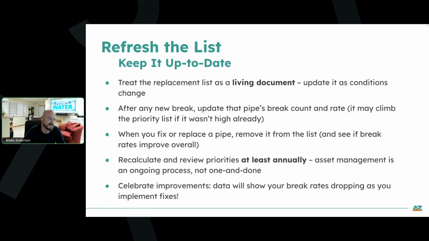And so then if you replace a section of pipe, great, then you just cross it off the list, and then you see how it impacts your system overall and what those break stats are. Because ideally, if you're replacing those high problem areas, you're going to see fewer breaks across the entire system. And then just make it a habit to review and re-rank that list every year and put dollars behind it sometime around budget season.